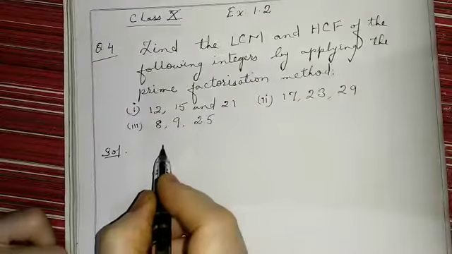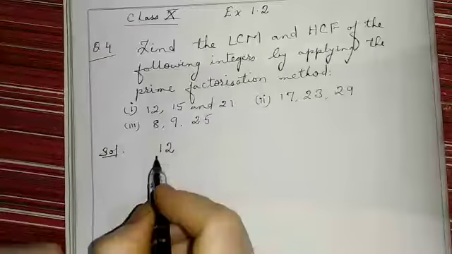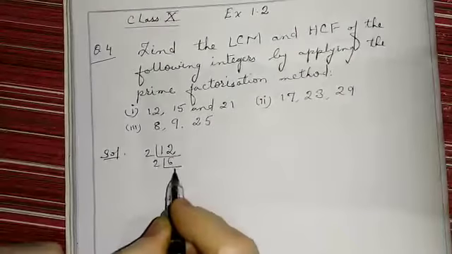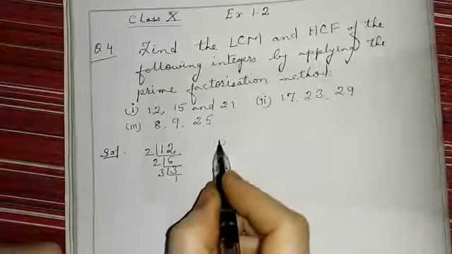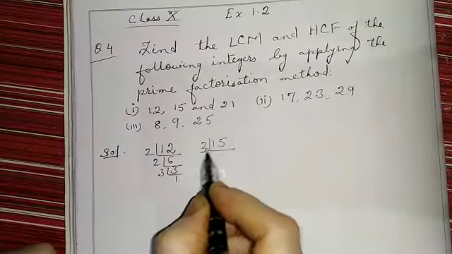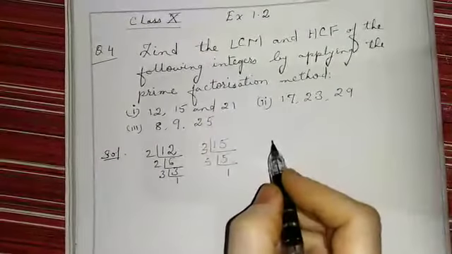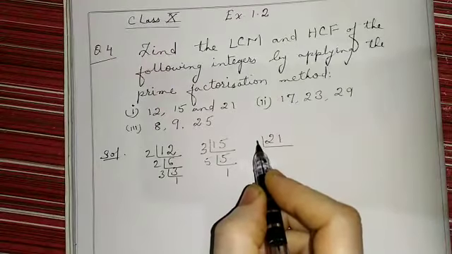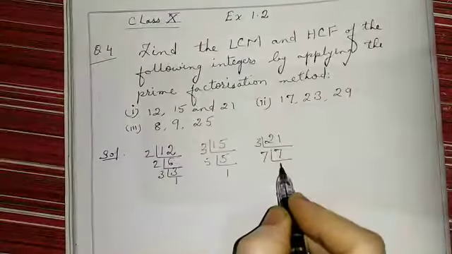It's 12. Write the prime factorization of 12. How will you write? 2 6s are 12, 2 3s are 6, 3 1s are 3. Then 15. This is not divisible by 2. This is divisible by 3. 3 5s are 15. Then 5 1s are 5. And 21. This is divisible by 3. And again this is divisible by 7.